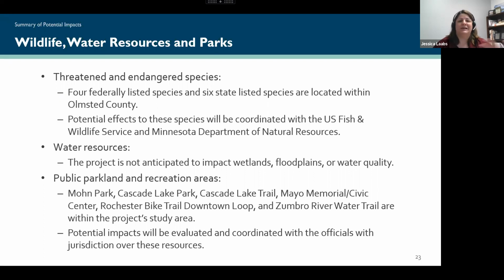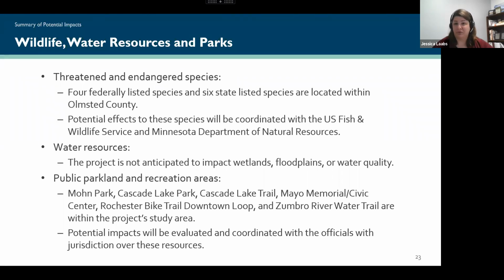So what I can say about that is, this again, being an urban corridor, the likelihood of us having suitable habitat for any of these species is probably pretty slim, but we want to confirm that with the Fish and Wildlife Service. So we're in the process of that. The six state listed species include four aquatic species in Olmsted County. Again, so that's probably not something we're going to have to worry about for this project. One plant, and then one animal, which is the peregrine falcon.